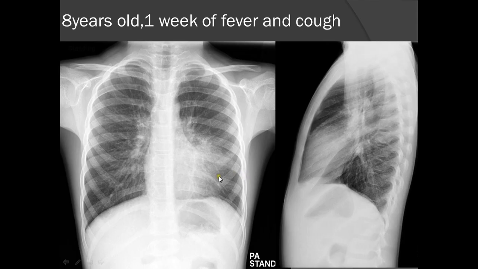Then this is a diagrammatic representation of another patient. This is an 8 year old, with 1 week of fever and cough. So what happened? The left hemidiaphragm is a bit hazy, as well as the left heart border. So again, the consolidation is in both the left lingula and the left lower lobe.